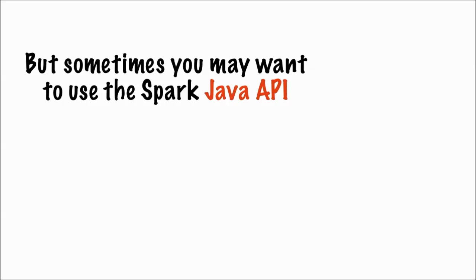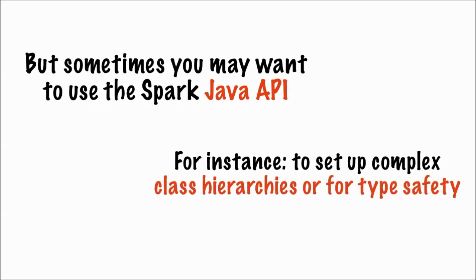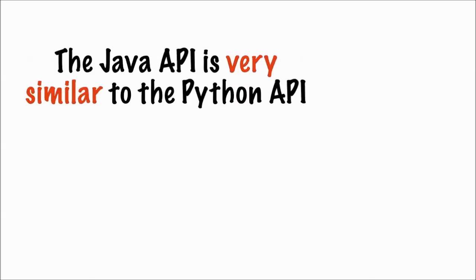However, this may not fit all needs. Sometimes you may want to use Java to write your programs while working with Spark. You may have a very complicated system. You may want to express it using class hierarchy. You may want type safety in your language. If these are your needs, Python will not satisfy them, which is why you would use the Java API.